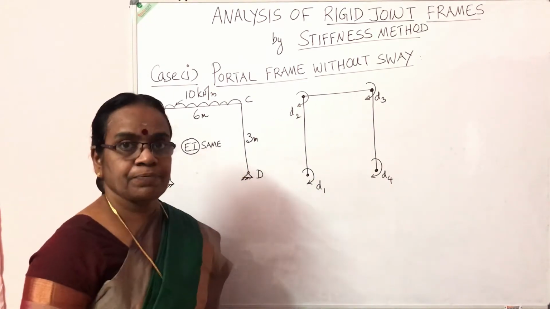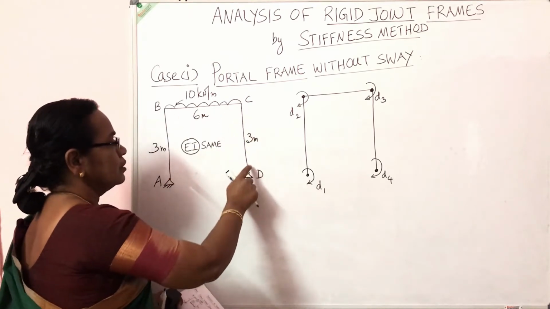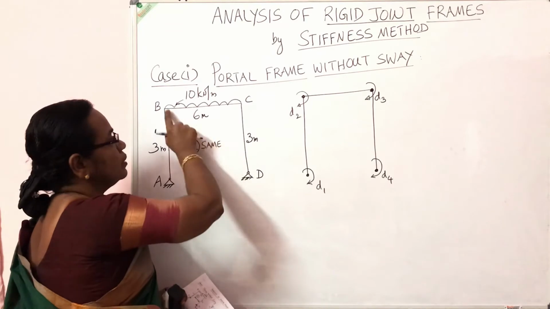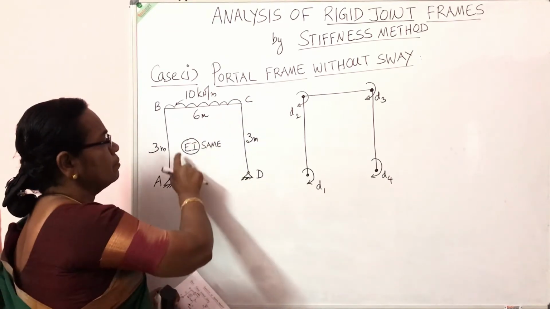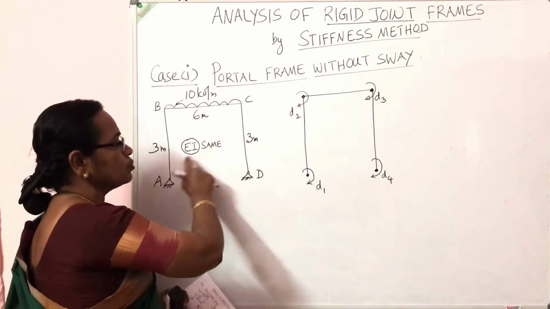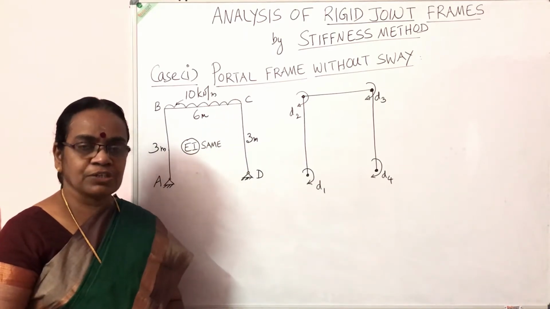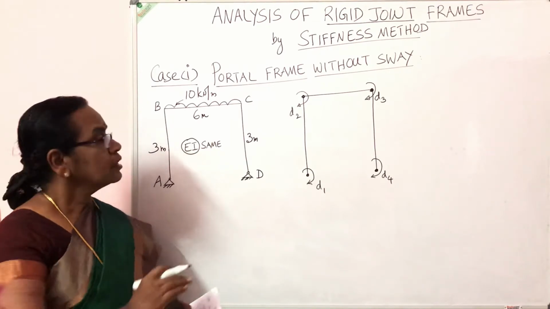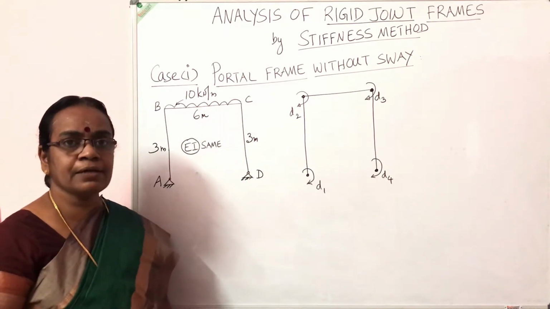without any sway. So the portal frame is a frame like this. It will be a single story portal frame, as I have shown here, with two columns and a beam. It is having the same EI throughout. That is, all the three members, the two columns as well as the beam, have the same flexural rigidity. EI is flexural rigidity. And the loading is perfectly symmetric. It spans over the entire span BC.